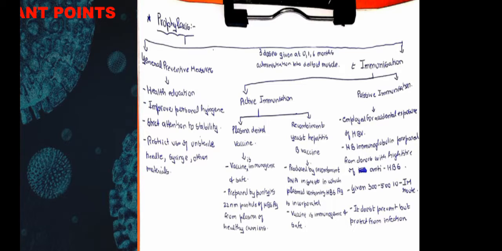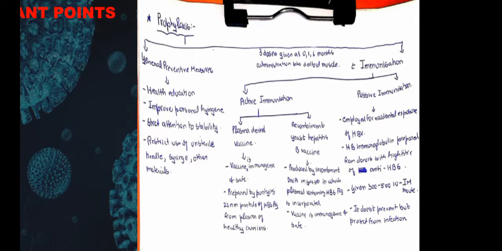Coming to the active immunization, the plasma-derived vaccine. It is the vaccine which is immunogenic and safe and prepared by purifying the 22 nanometer particle of HBsAg from the plasma of healthy carriers. The recombinant yeast hepatitis B vaccine is produced by recombinant DNA in yeast, in which the plasmid containing HBsAg is incorporated, and the vaccine is immunogenic and safe. So both the vaccines in this active immunization are immunogenic and safe. That is one of the common points.